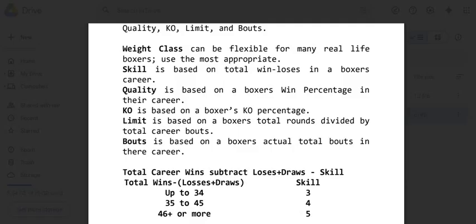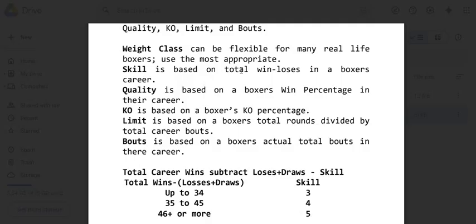Just make sure that the weight class is somewhat appropriate. And again, in my book, I limit it to light, middle, and heavy. So if you have a welterweight boxer, you can either make a welterweight class of boxers, or you could just slide that welterweight into lightweight or middleweight, depending on how you want to do it. I don't try to find the statistics for every weight class. So weight class is just whether they are going to be a welterweight, junior, bantam, whatever you want to do. Skill is based on their total wins minus losses and draws in the boxer's career.